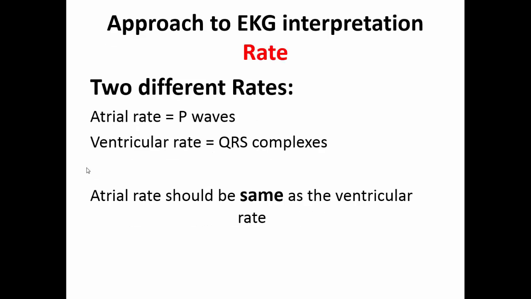There are 2 possible rates we can look at. One would be the atrial rate, which is measured by the P waves. The second is the ventricular rate. Ventricular rate is what correlates with the pulse that you feel when you do an exam. You hope that the atrial rate and the ventricular rate are the same. That's what it should be, but there are plenty of disease states where the atrial rate and ventricular rate are different.